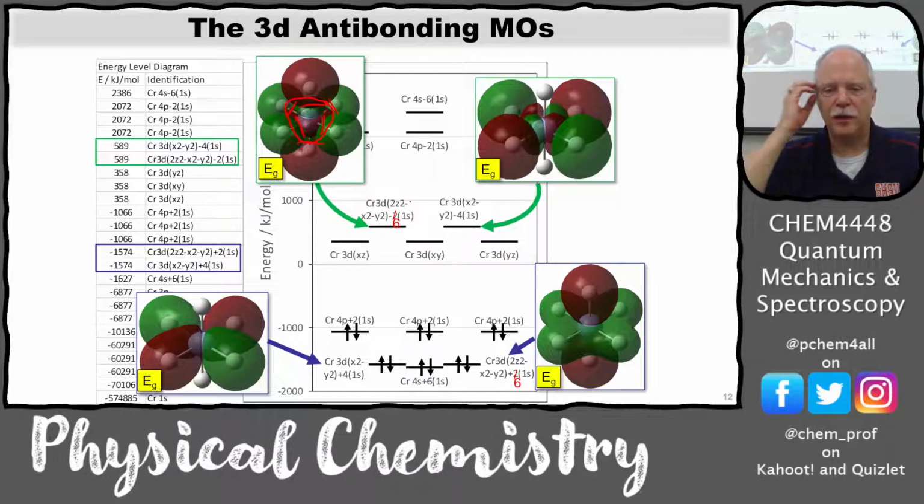Okay, and here's the other one. You can see that tiny little dx²-y² here in the middle, and it's out of phase with the 4 hydrogens. So the negative sign means it's out of phase with the 4 hydrogens.